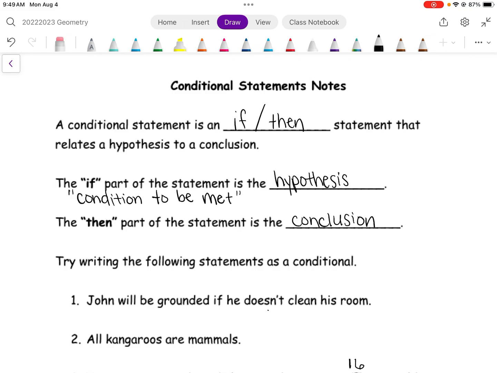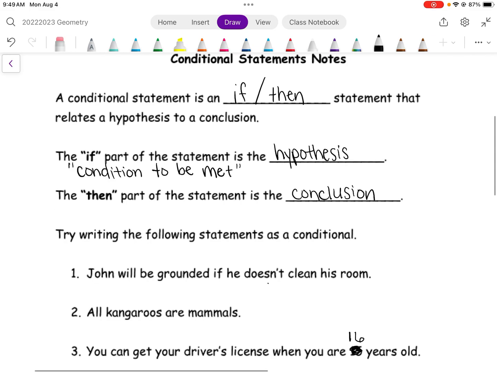All right, so what we are going to do today is going to be pretty simple. Again, a lot of this isn't going to feel like math. We're just going to take some random statements and we're going to turn them into conditional statements by putting them in if-then form. So you have to think about what's the hypothesis and what's the conclusion. The first statement we have is John will be grounded if he doesn't clean his room. So if we think about that statement, what is the condition to be met? And then what's the conclusion if that does or doesn't happen?